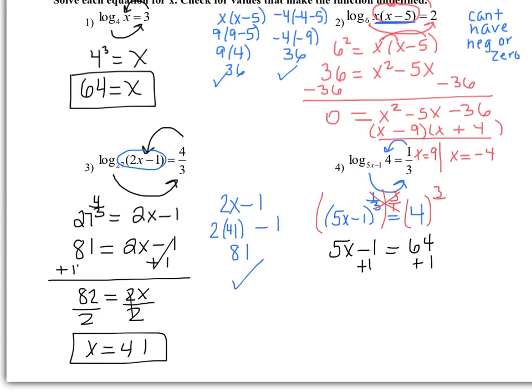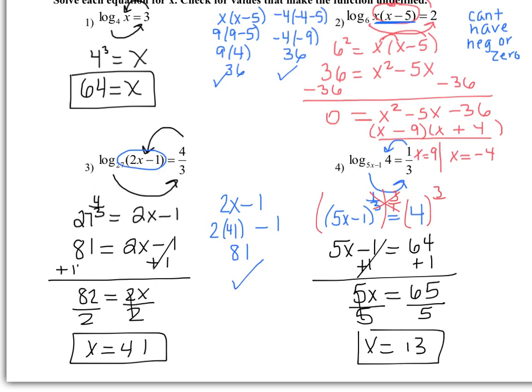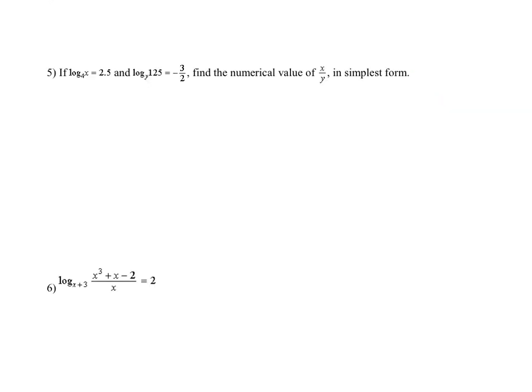Add 1, you get 65. Divide both sides by 5. You should get x equals 13. Again, you want to check to see that in here is positive. Oh, well look, it's a number. It's 4. So everything will work. Awesome. All right, let's move on to the next page.